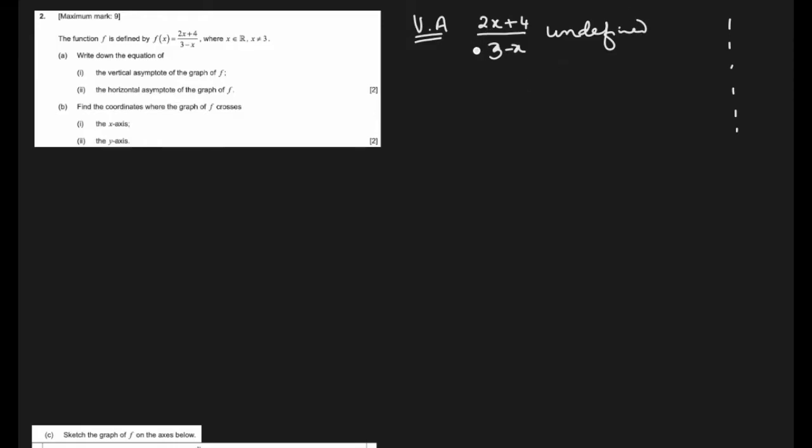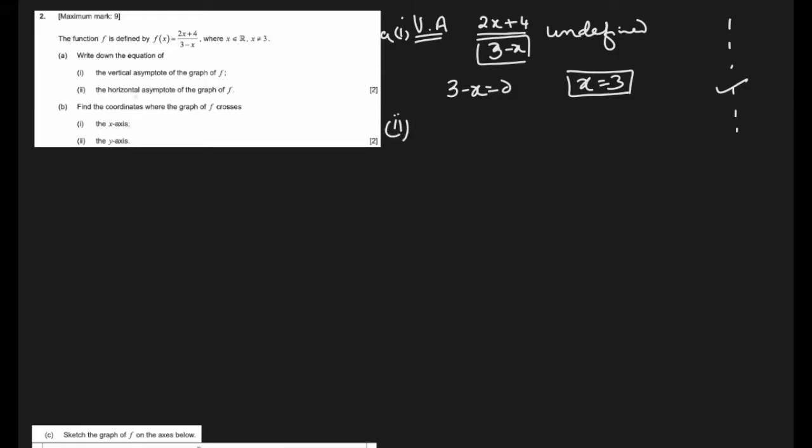And when is it possible? When the denominator is 0. Nothing is possible to be divided by a 0. That means if 3 minus x is 0, this whole thing will be undefined and we will get an asymptote. So 3 minus x equal to 0 makes it x equal to 3. This is the vertical asymptote and the answer of part A, part 1.